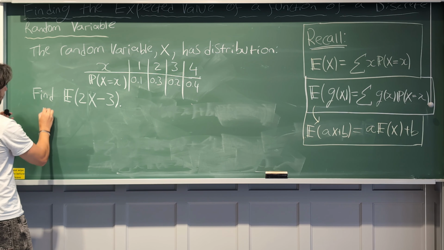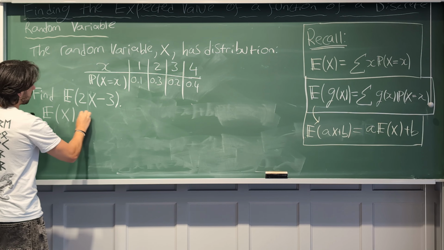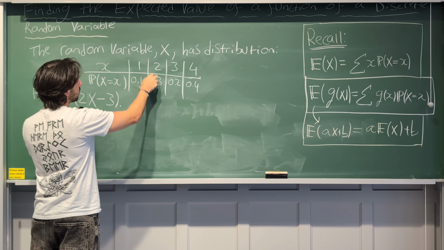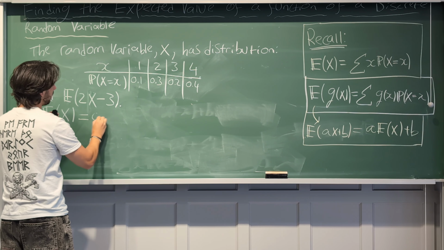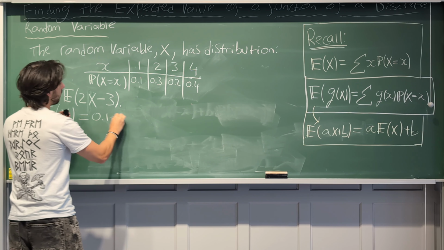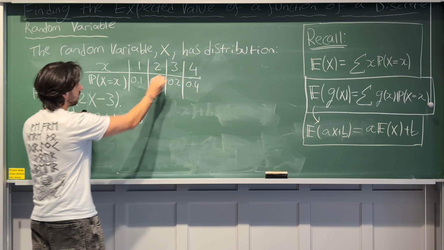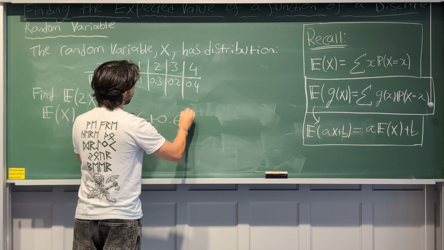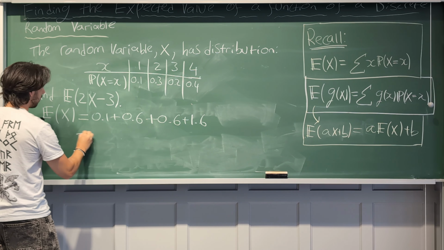So remember from the previous videos, or just any of your previous knowledge, the expected value of x is equal to just each of these columns multiplied together and then added up. So 1 times 0.1 is 0.1, plus 2 times 0.3, that's going to be 0.6. 3 times 0.2 is also 0.6. And finally, 4 times 0.4 is 1.6. We're going to add these up.